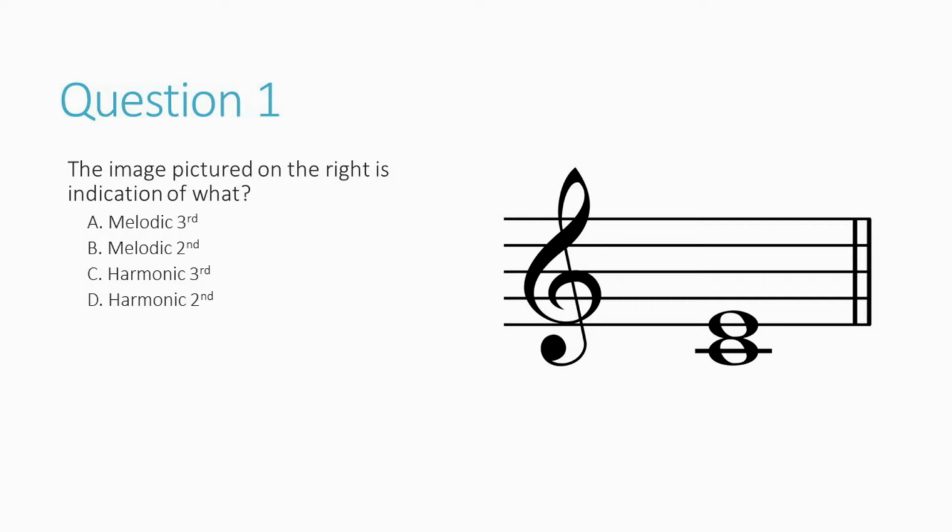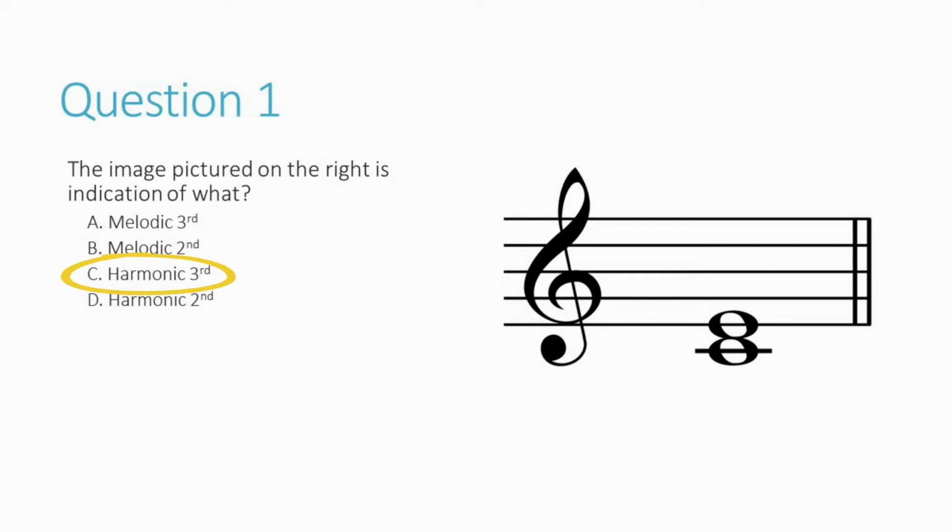Question 1. The image pictured on the right is an indication of what? A. Melodic third, B. Melodic second, C. Harmonic third, or D. Harmonic second. The correct answer is C. Harmonic third.